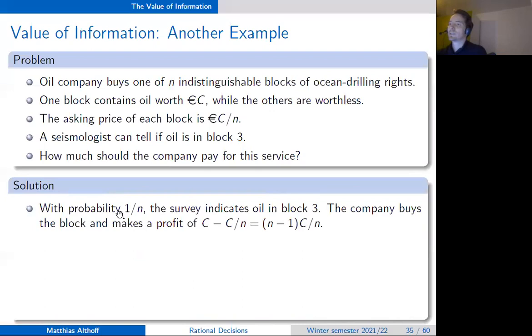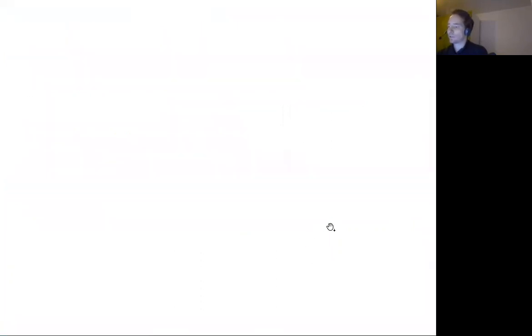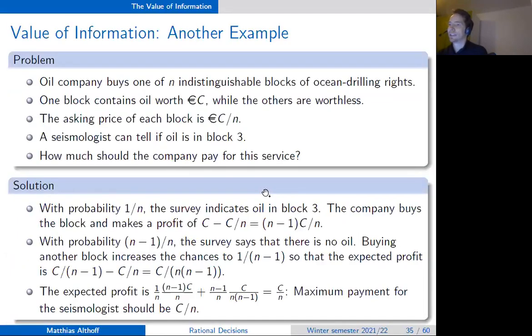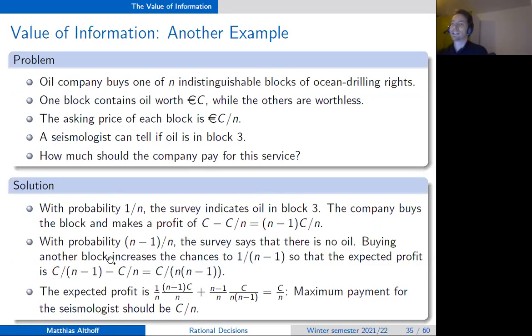Okay, so again with probability 1 over n, the survey indicates oil in block 3, and the company buys the block and makes a profit of C minus C over n, which is this value. Then with probability n minus 1 over n, the survey says there's no oil, and buying another block increases the chance to 1 over n minus 1, so the expected profit is now C over n minus 1 minus the cost for the drilling rights. And this is the expected profit for this case.